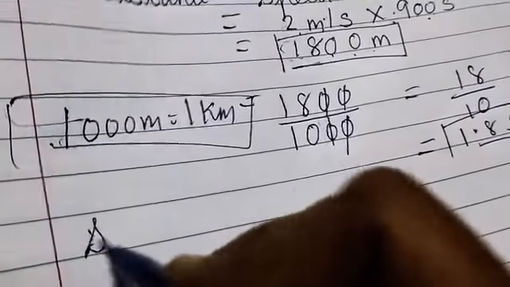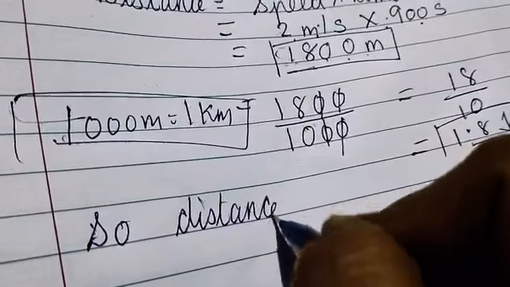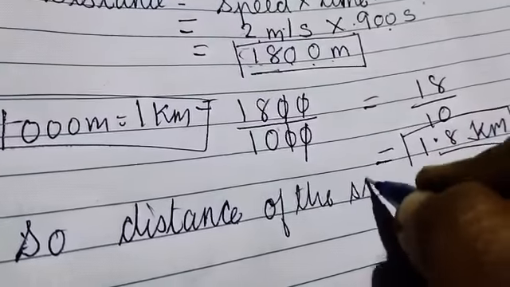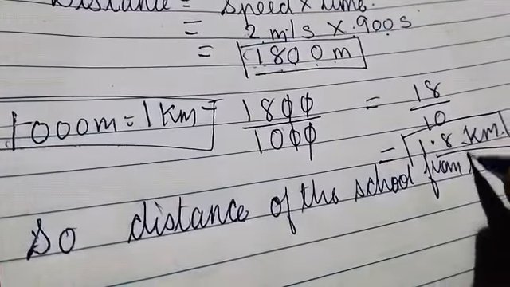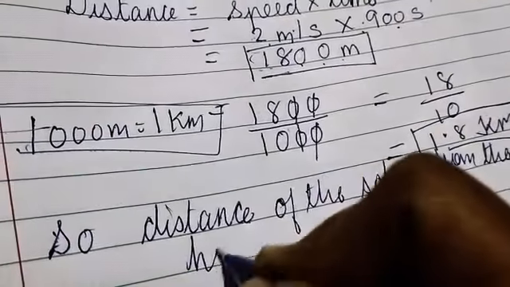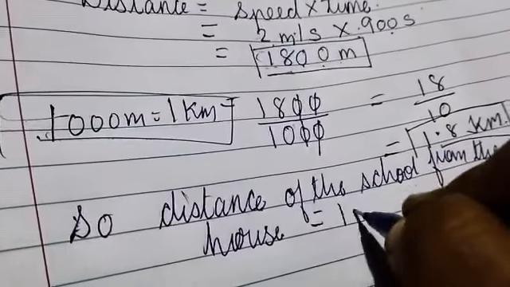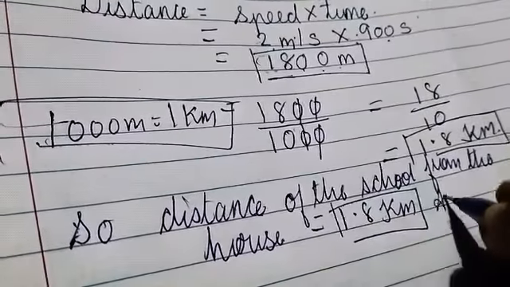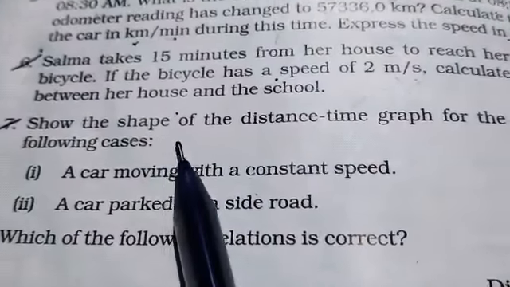So we will write, the distance of the school from the house is equal to 1.8 kilometer. This is the answer for your question number 6. Now we go for question number 7.